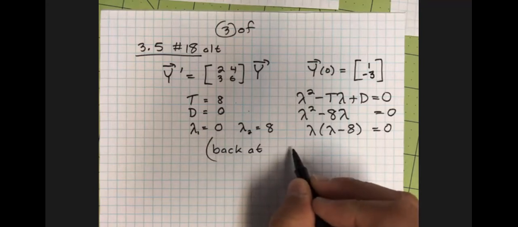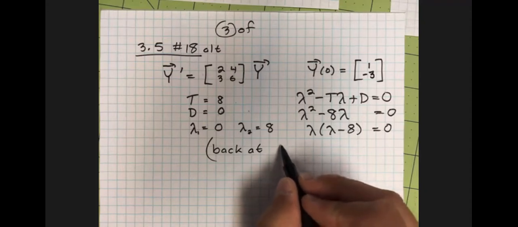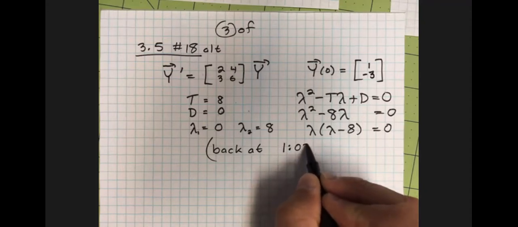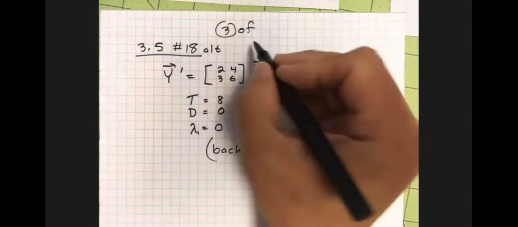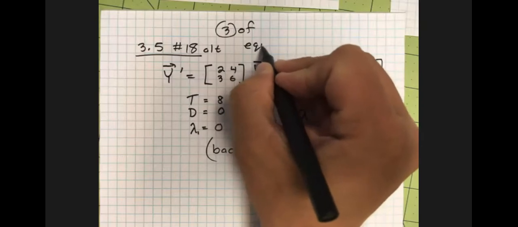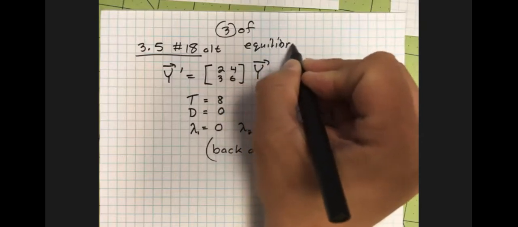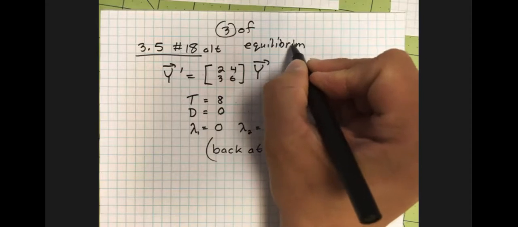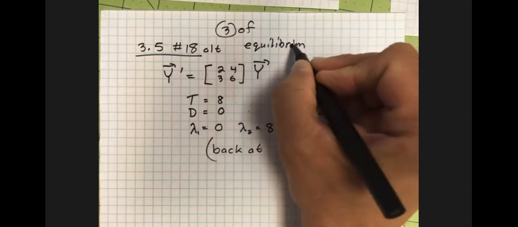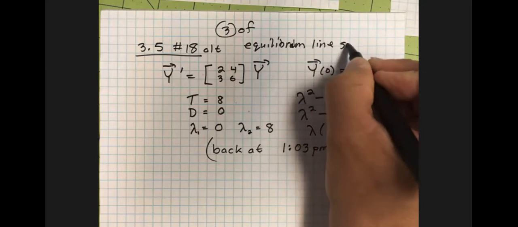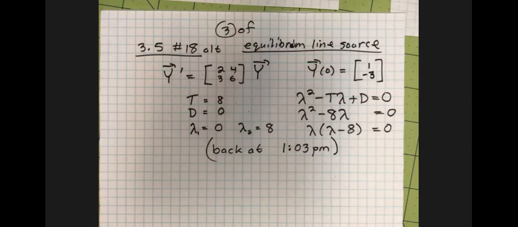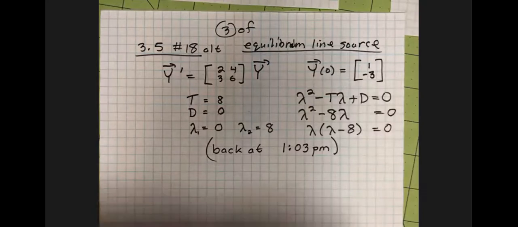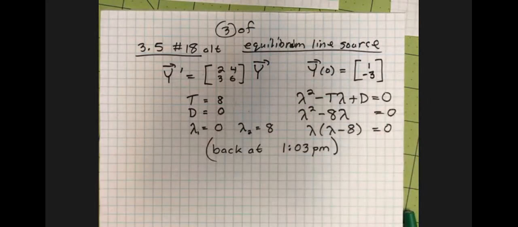Okay, let's take 5 here. Let's call it 10:03 to be generous. And then we'll come back and do this case of an equilibrium line source. I wanted a sink, but I got a source. Okay, I'm going to just mute the microphone for a second, stretch my legs. You can do the same.